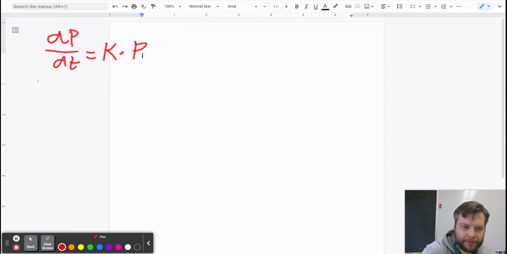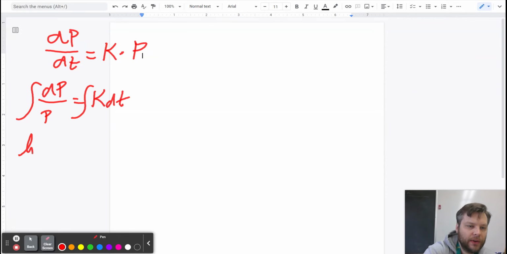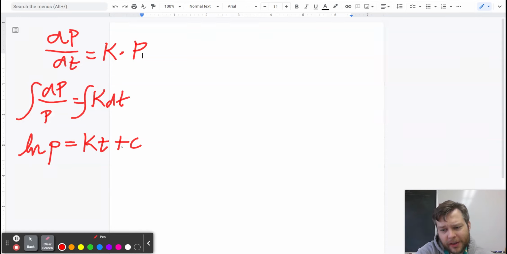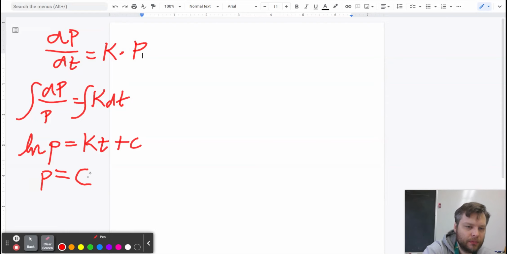So we can separate and integrate. So natural log of P equals Kt plus C. And I'm just going to drop the absolute value because population only makes sense to be non-negative anyway. Then I raise both sides to the e. So I have e to the Kt plus C, which we can rewrite as C times e to the Kt, or if you want, C times K to the t.